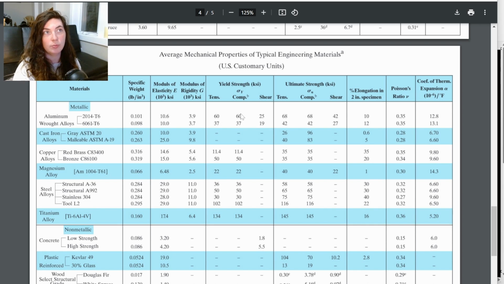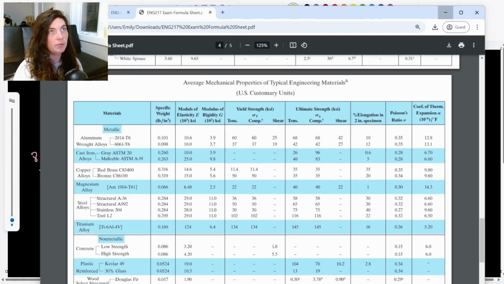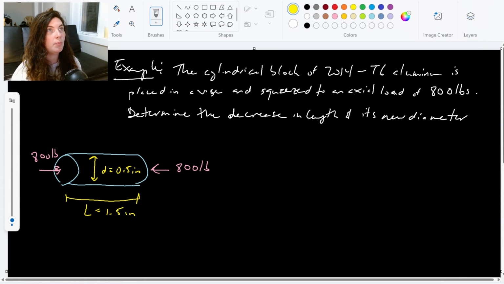So this one is in compression. We know it's being squeezed in. So since it's the same, it doesn't matter, but it is the 60 in compression. Ultimate strength is 68 in compression. And then the Poisson ratio is given on this right end of the table. It is 0.35. So I'm going to grab those numbers and just pop them in here for my own reference. So the modulus of elasticity from the table was 10,600 KSI. The yield stress was 60 KSI.